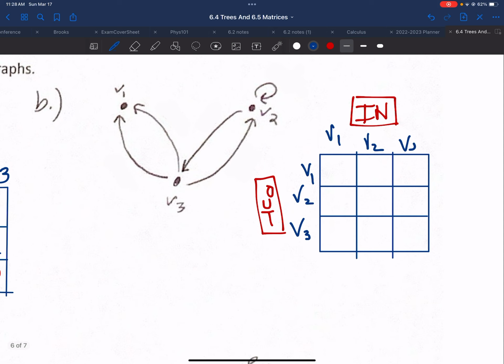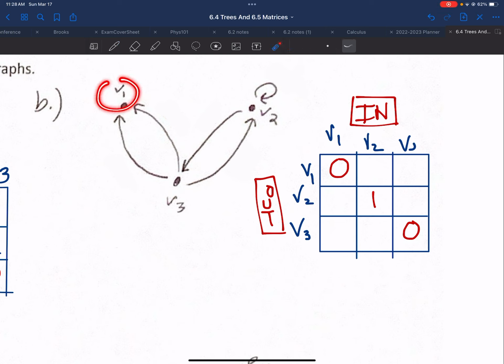All right, let's go ahead and take a look at this next one. This next one, something similar, right? So I'm going to look at any loops that I have, and it looks like I got a loop on V2 only. So V2 is going to get a 1 there. Oops, let's make it red. It's going to get a 1. V1 does not have a loop, and V3 does not have a loop. So I'm going to put zeros in there.